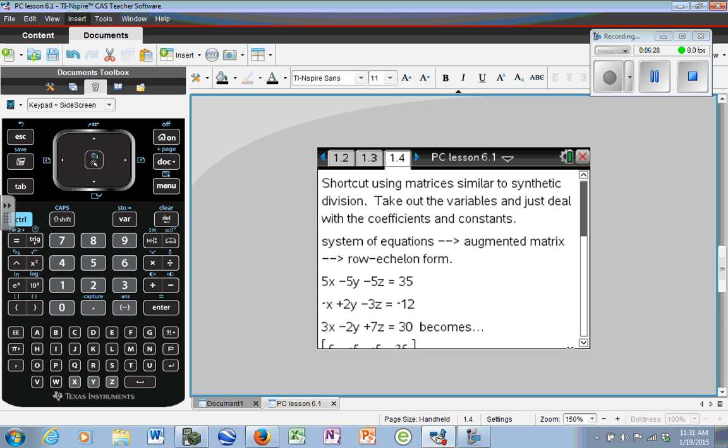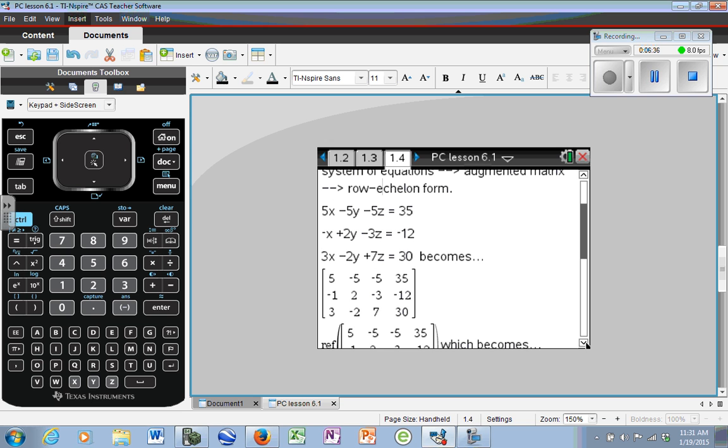So it starts off like this. You see here we've got our system of equations, 3 linear equations, and if we drop it down into augmented matrix form, this is what we get. So I took all the x's and the y's and the z's and even the equal sign out. The book has a little dotted line right here between the third and the fourth columns, but this is what you get in a matrix. You get this bracket thing, and you just use 5, negative 5, negative 5, and 35. In the next row you go negative 1, 2, negative 3, negative 12, and the third row 3, negative 2, 7, and 30. The calculator understands what you're doing here.